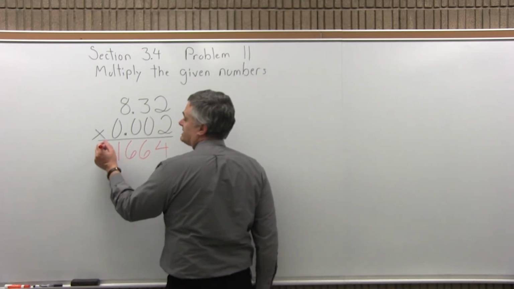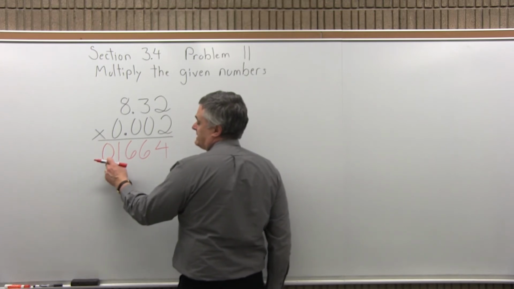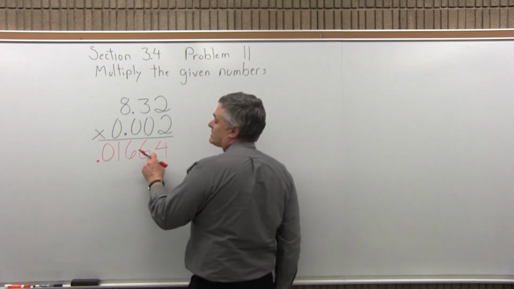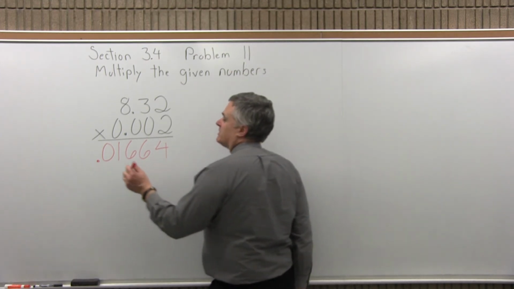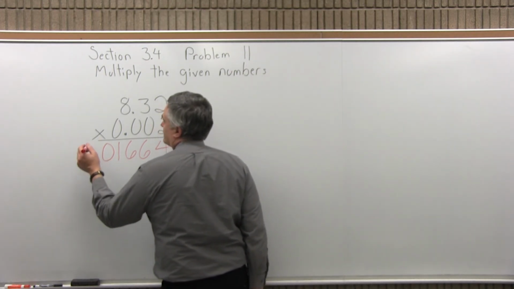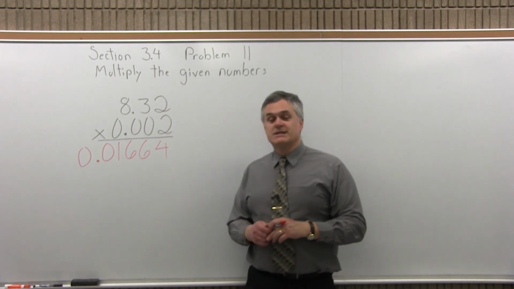I can just fill in a 0. And then if I have 0.01664, that gives me 5 places after the decimal. Now, some people like to put the 0 first so you have a digit. That's optional. You can say it's 0.01664.